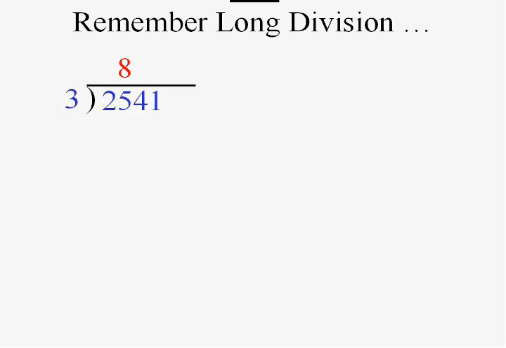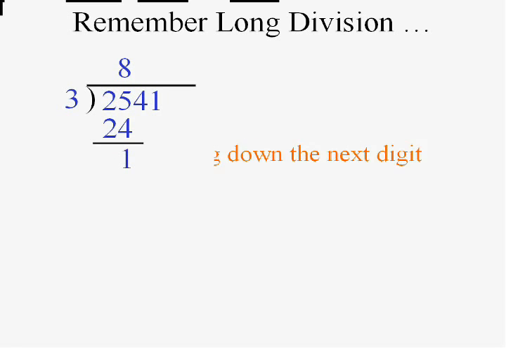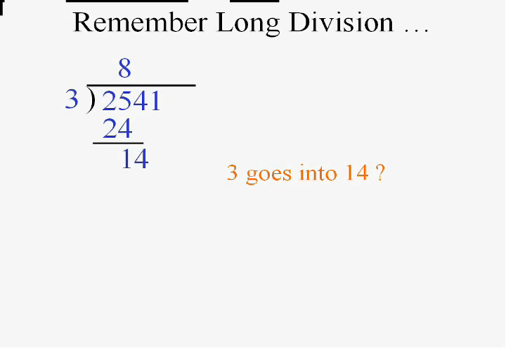So I made my guess. Now I multiply 8 times 3. I get 24. The next step is to subtract. 25 minus 24 is 1. And finally I bring down the next digit, which in this case is a 4. Now I go back and start the process all over again. 3 into 14, well, it goes 4 times.